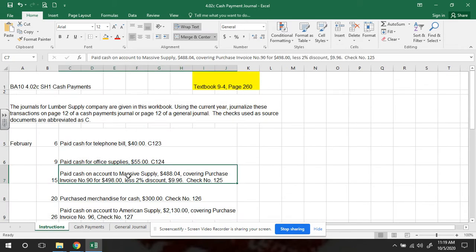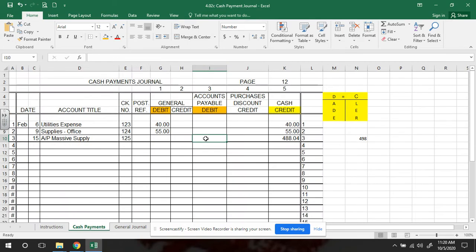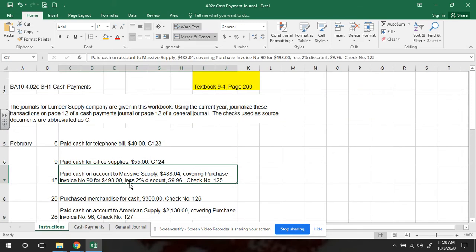Let's go back and look some more. Covering purchase invoice number 90. And the invoice, when I took the stuff away from them, it was totaled at $498. That's what I have to satisfy. That's how much I actually owe them. But at this point, my debits do not equal my credit. So that's when this discount comes in. And it tells me in the instructions that they gave me a 2% discount of $9.96.